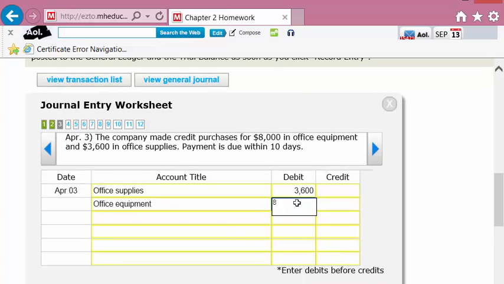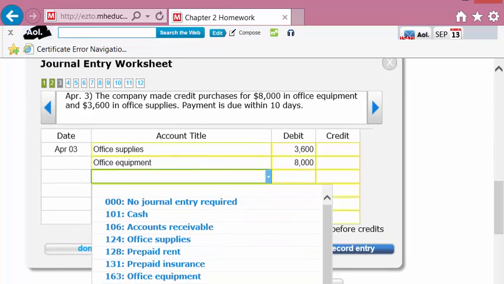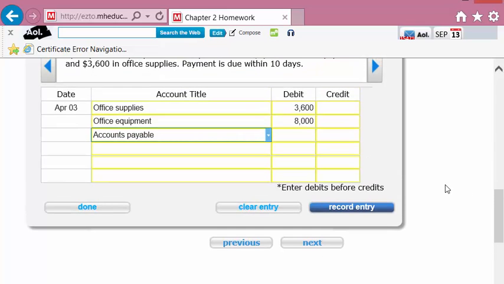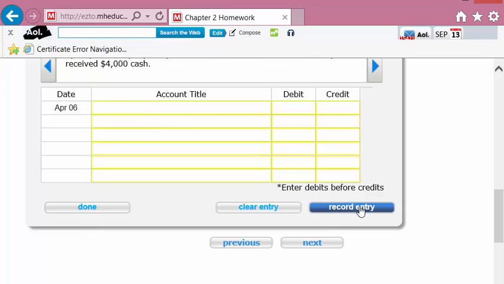Office equipment. Office equipment is what, for 8,000? Yes. Okay. And it says that we did that on account, right? So we're going to have 8,000 payments due in 10 days. Accounts payable due in 10 days. What's going to happen if I don't pay him? You could get hit with interest or other things. He'll come looking for me, right? Yep. Vito will come looking for me. Okay. And so is that a bill? Yes. Okay, good. So we're going to go ahead and record the entry.